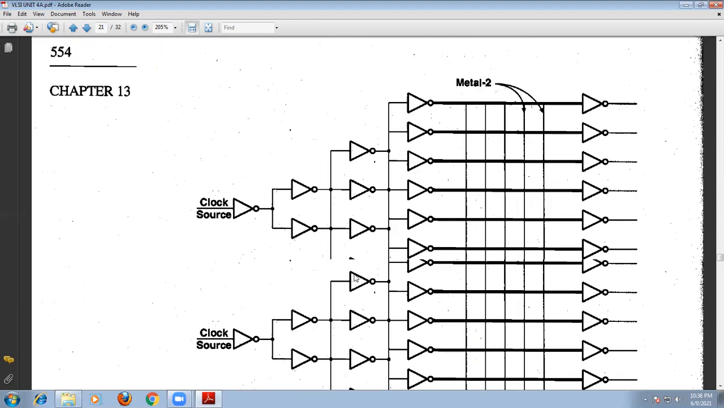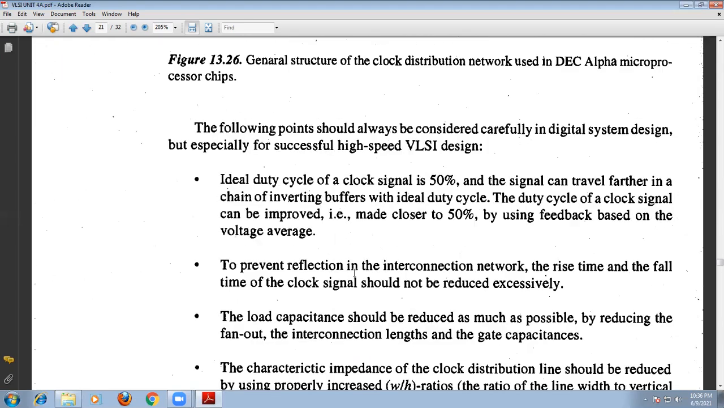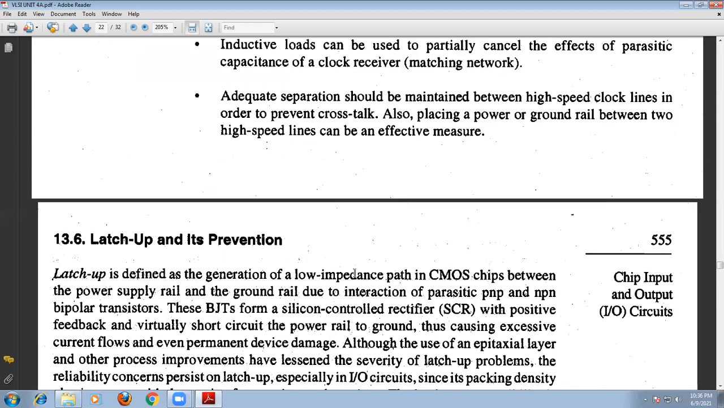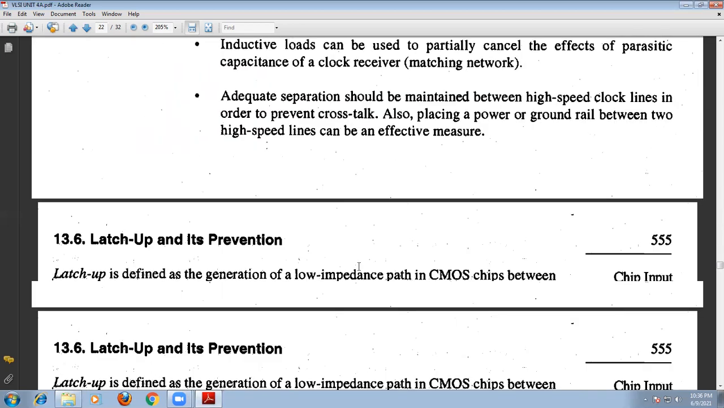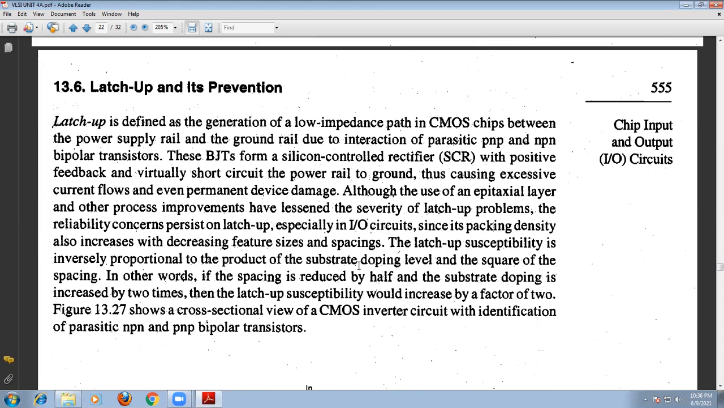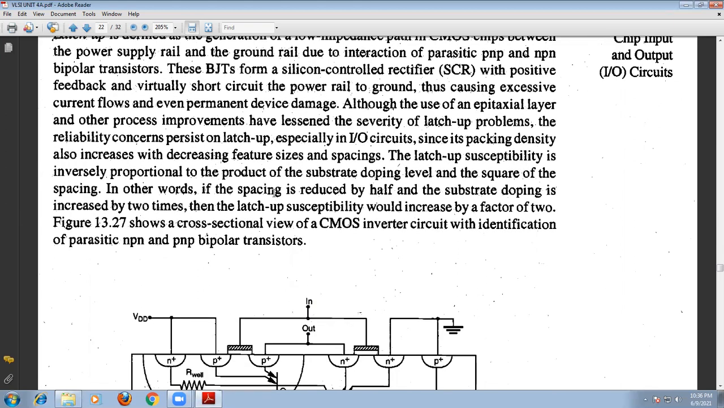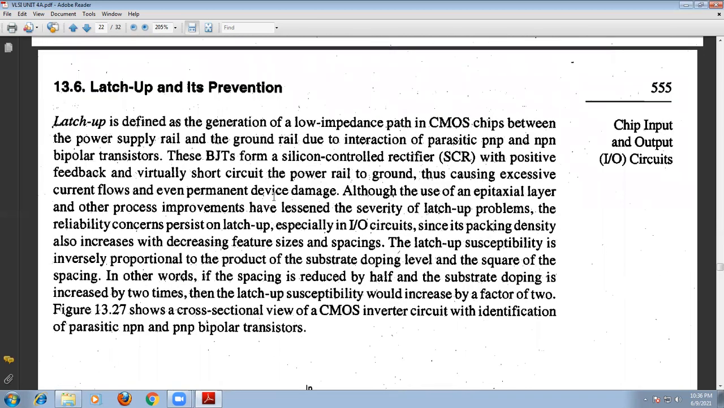Right. In the next class we can go directly to latch up and its prevention. Already we discussed latch up in the first chapter. So what is latch up? We will discuss it in the next class. Once again, we can go for latch up and its prevention.